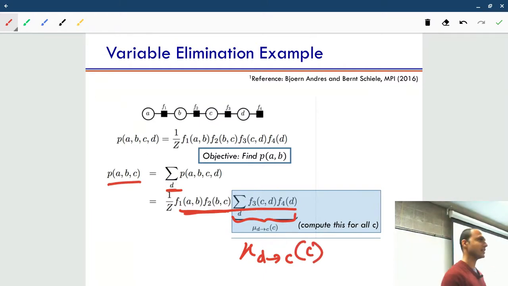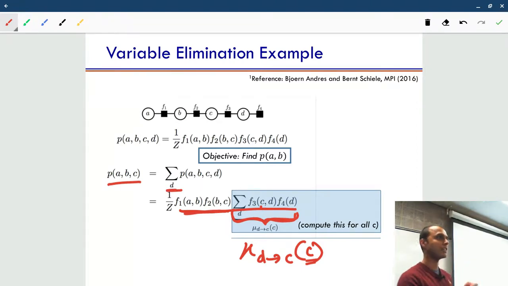Mu is just a placeholder; I could have used some other symbol. Think of it as a function whose argument is c. Why is it c? Because c is the only variable left if I sum over d. Just focus on this underlined part. If there was something else, say e, then it would be c comma e.